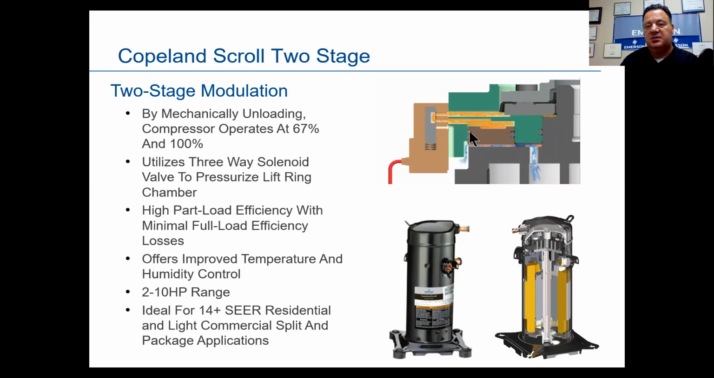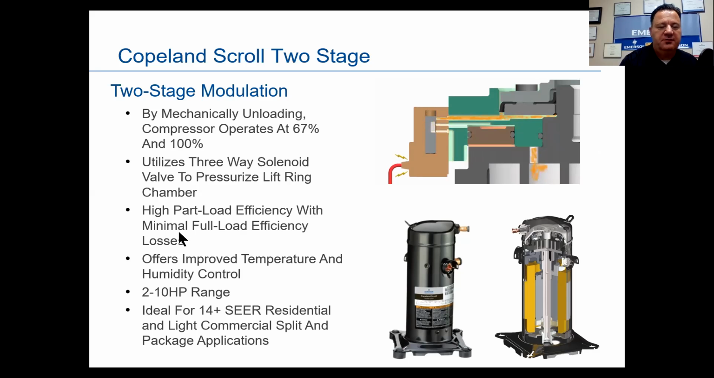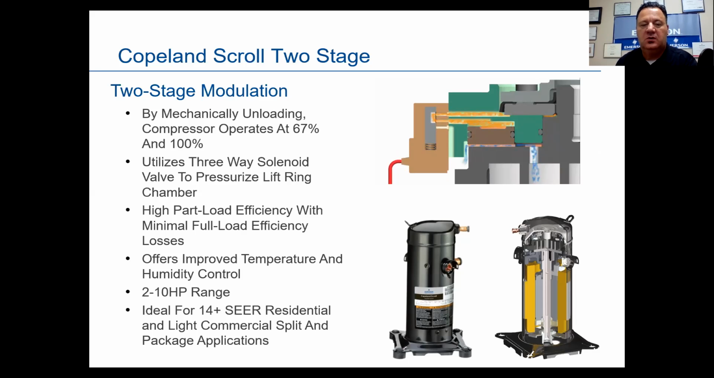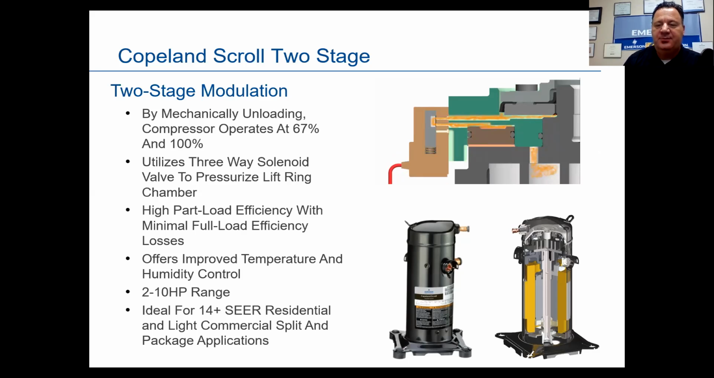Now in this animation, you can see now we're powered, we're shutting it off, we're running 100% capacity, all right? Unloaded, shutting off, okay? Now, high part load efficiency with minimal full load efficiency losses offers improved temperature and humidity control and 2 to 10 horsepower range. Ideal for 14 and above SEER, residential and light commercial split and package systems.